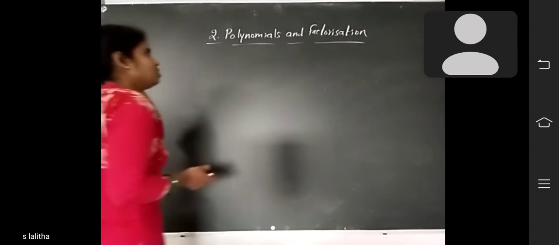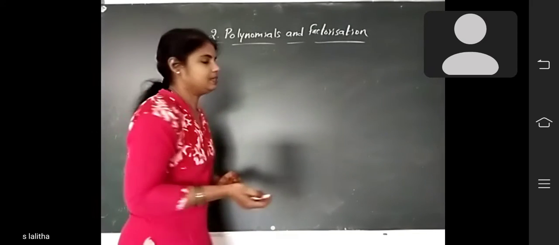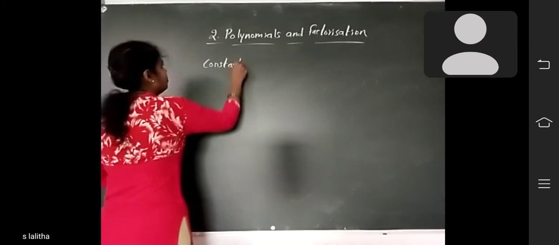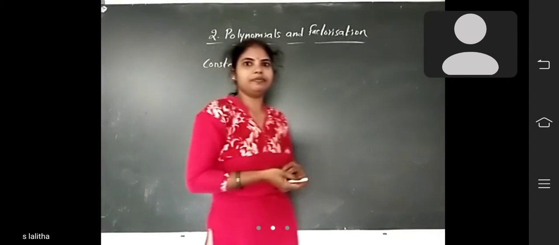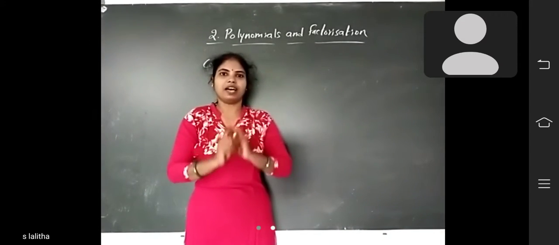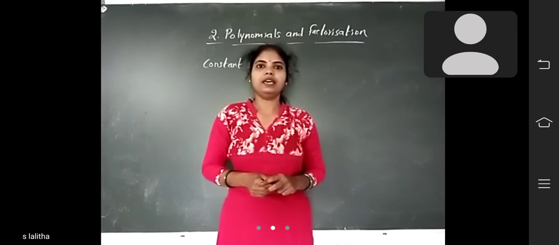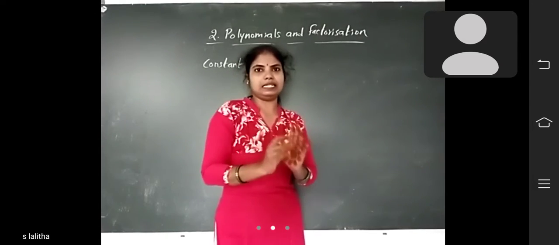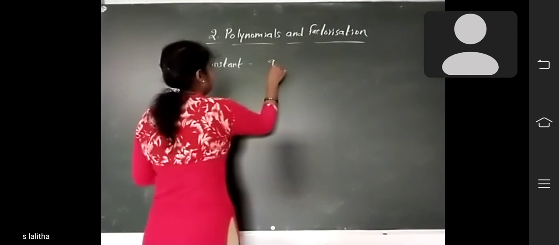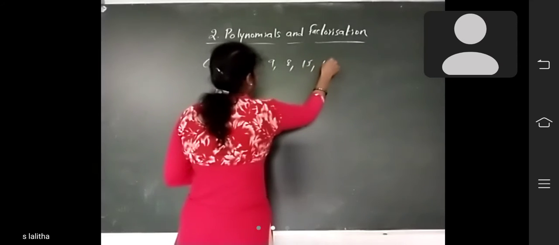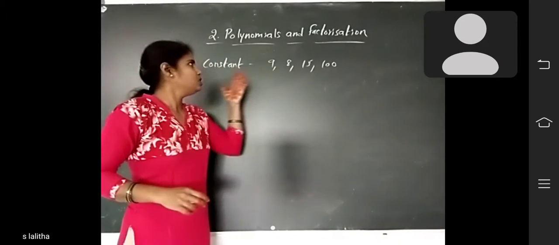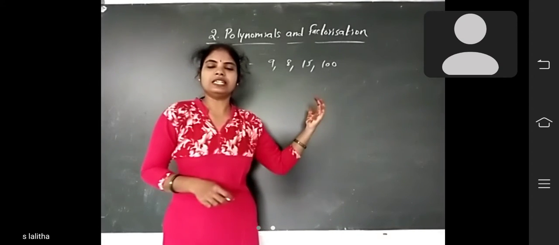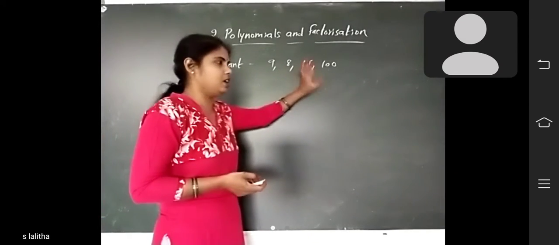Okay, children? So what are called constants? Constant means what, children? It is a fixed value. Suppose only numbers are there. Okay. 9, 8, 15, 100, only numbers. So a constant has only a fixed value. Only numbers, no variables are here.